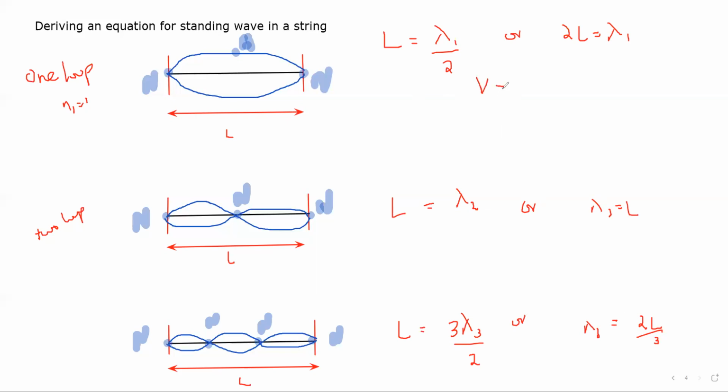Now we have the formula V equals F lambda: speed equals frequency multiplied by wavelength. Here the speed will be the same because this is a string and the same type of wave is produced, but the frequency for the first loop is F1 and the wavelength is lambda 1. So V equals F1 lambda 1, and lambda 1 is 2L, so V equals F1 times 2L. This 2L is multiplied on one side, so on the other side it will divide. So if I need the frequency of the first loop, the formula will be the speed of the wave divided by 2L.